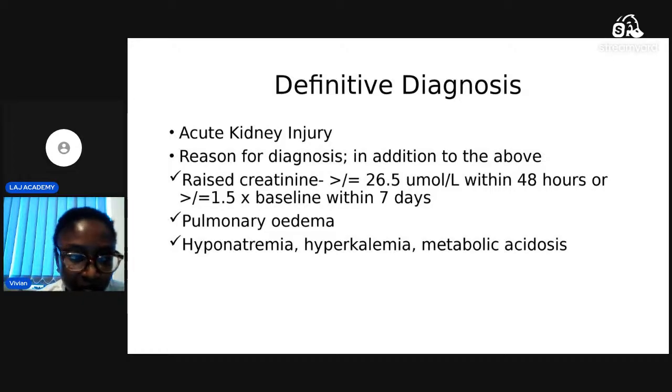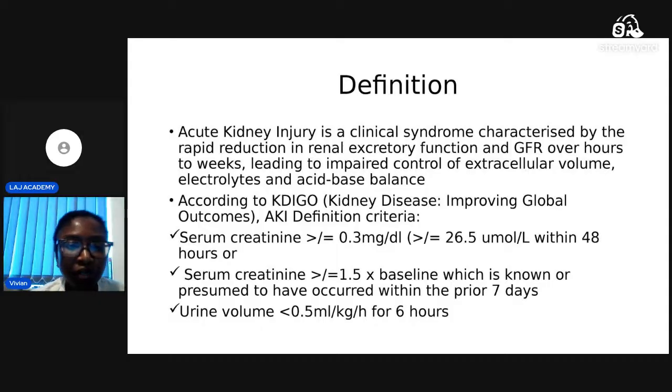And she had pulmonary edema shown by the bibasal crackles and the chest X-ray findings. She also had hyponatremia, hyperkalemia, and metabolic acidosis. So here's the definition of acute kidney injury: it is a clinical syndrome characterized by the rapid reduction in renal excretory function and glomerular filtration rate over hours to weeks, leading to impaired control of extracellular volume, electrolytes, and acid-base balance.